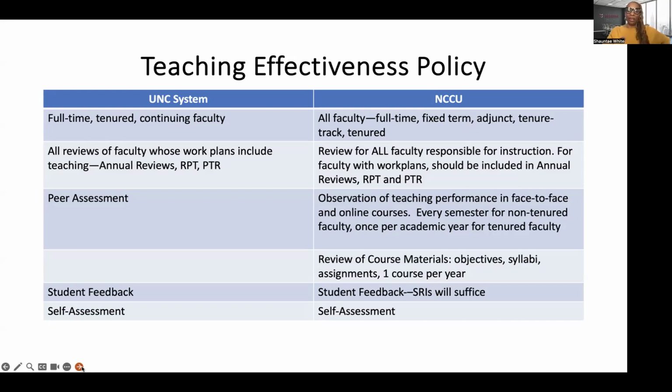Also included in that are the course materials. So that's going to be the objectives for the course that should be stated on your syllabi. Also reviewing the assignment, and it's one course per year until all of the courses that a faculty member teaches are evaluated. For the UNC system, they encourage continuous informal feedback along the way, and we'll talk a little bit about that. For us at NCCU, SRIs will suffice.